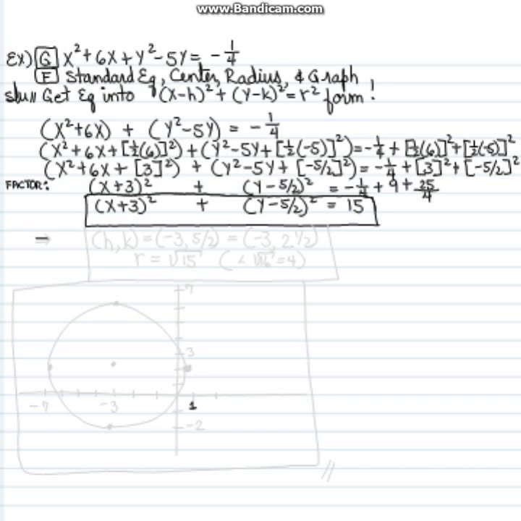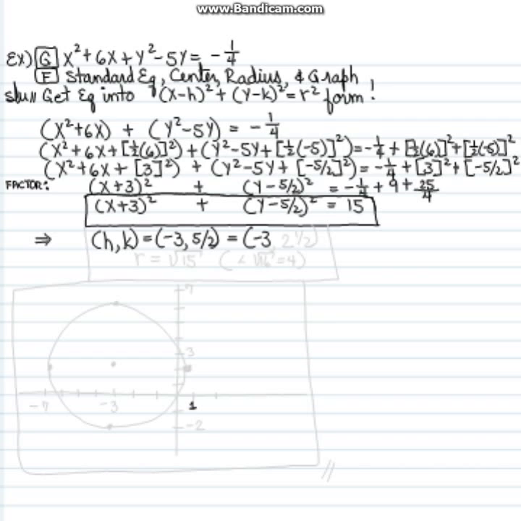Okay, now compare this to the standard equation we wrote near the top. (x minus h) squared plus (y minus k) squared equals r squared. You'll see that h is a number being subtracted from x. So what number is being subtracted from x in the parenthesis x plus 3? The answer is negative 3. So our h value is negative 3, and our k value is a number being subtracted from y. That's a positive 5/2. So that gives us a center (h, k) equal to (negative 3, 5/2).